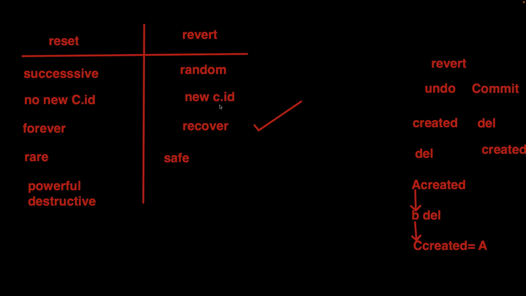Whenever you do revert, a new commit ID is generated. The old one is still there. It will not discard the old ones; it will generate a new ID. If you want to get the changes back again, revert this new ID and you will get the changes back. That's what we did with the A, B, and C commits.